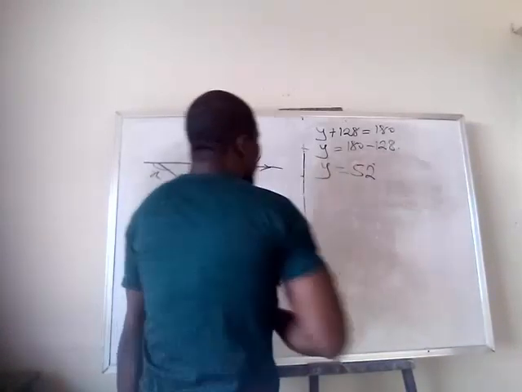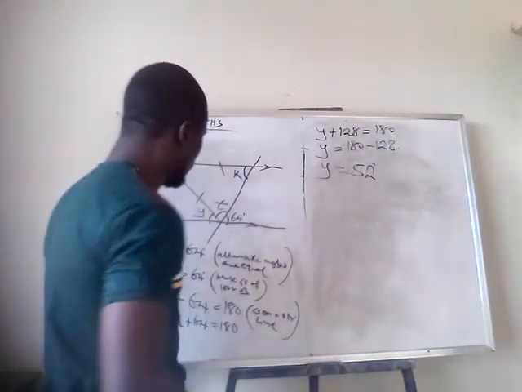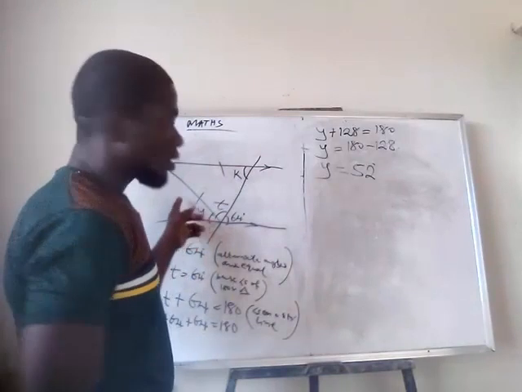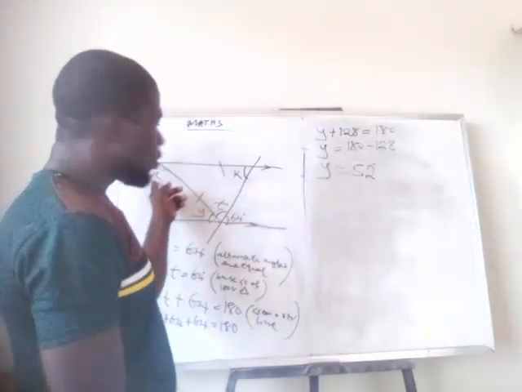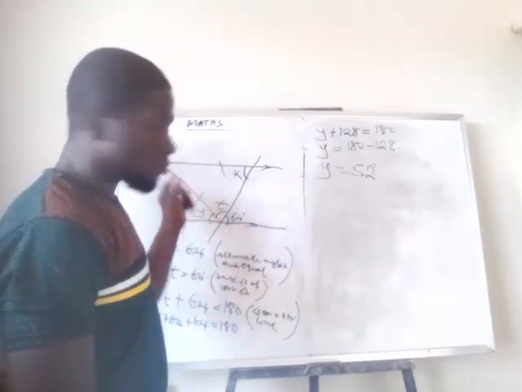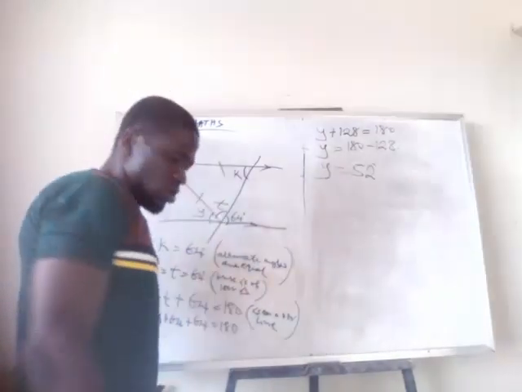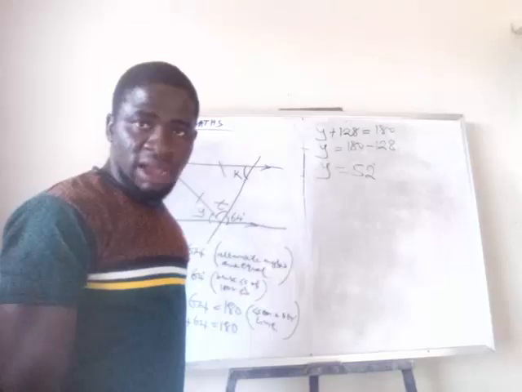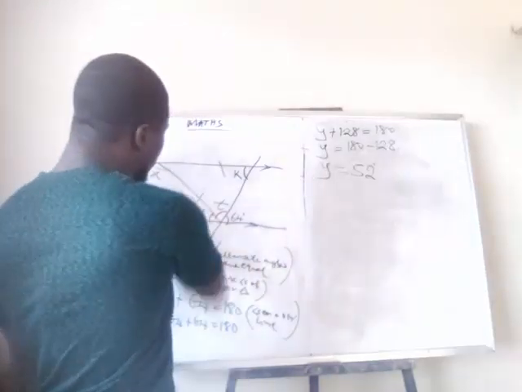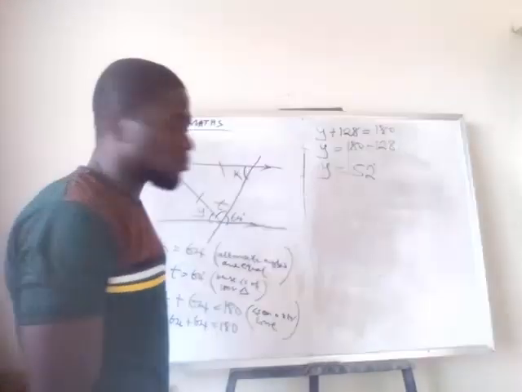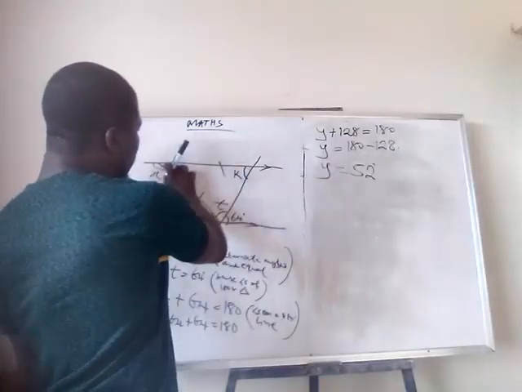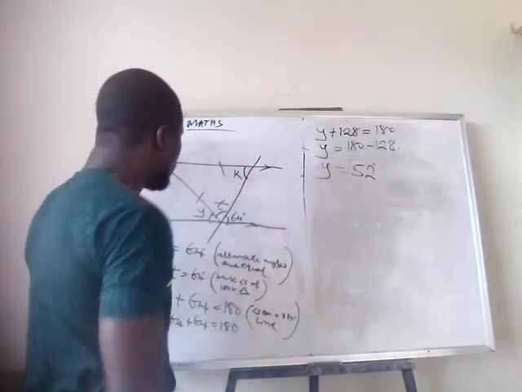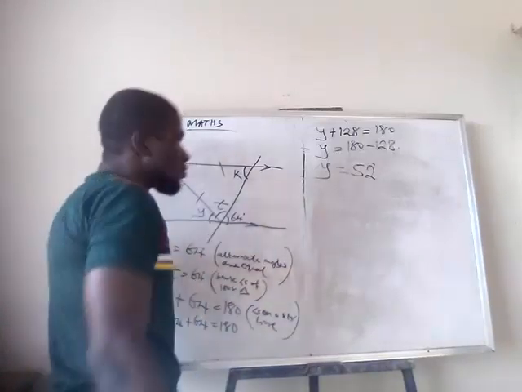If you agree that Y is 52 degrees, that's this now, it then implies that we'll solve it. Co-interior angles. Sum of co-interior angles are equal to 180. So this and this are co-interior angles. Or you also use sum of angles in a triangle. You find this and find that. But I want to use co-interior angles.